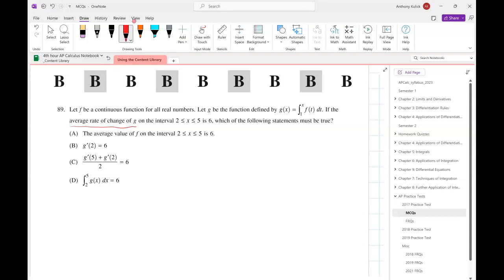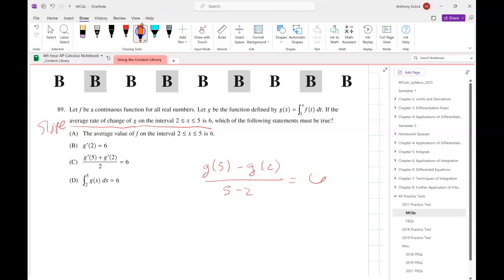What does average rate of change mean? It means slope. Average rate of change is slope. Instantaneous rate of change is a derivative. So this is just going to be g of 5 minus g of 2 over 5 minus 2, and that equals 6. That's what that statement would be saying, symbolically. Everybody's okay so far?